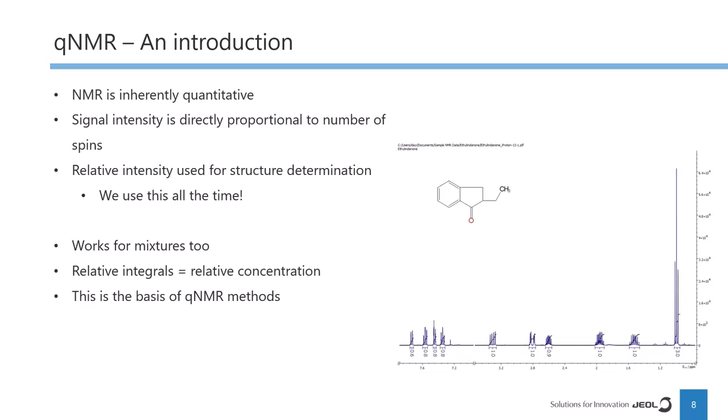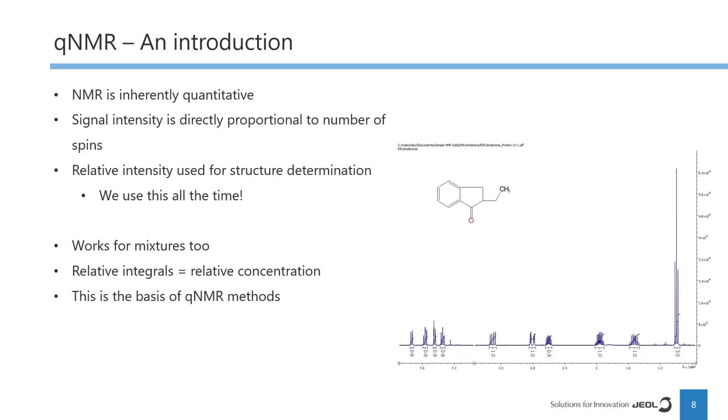Okay, so just to give you a little bit of an introduction into qNMR, where it comes from, just review a couple of concepts before we get into looking at the analyses that we can do within JSON. So we all know that NMR is an inherently quantitative technique. It's one of the few analytical techniques that we have where we don't need calibration curves. The response, the detector response in NMR is directly proportional to the number of spins that give rise to that signal. And it's a completely linear relationship.